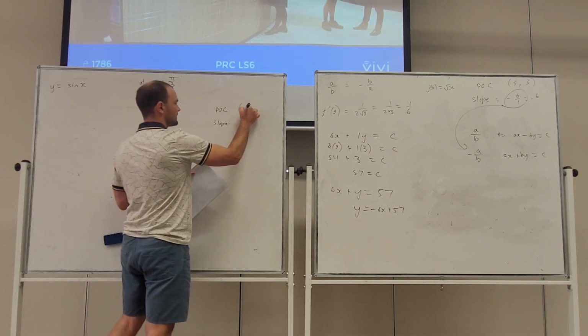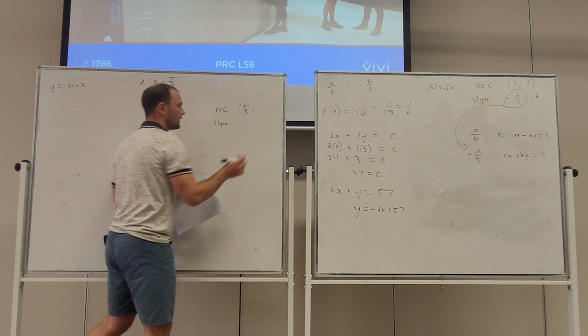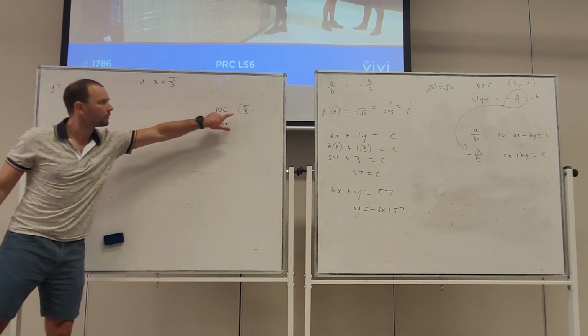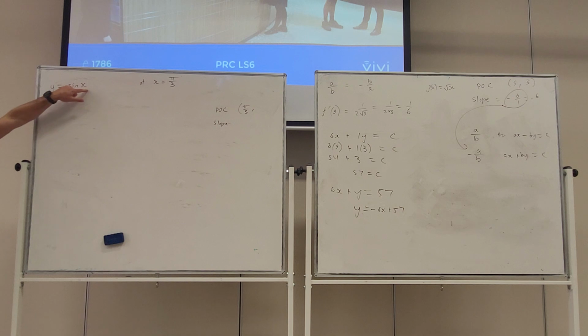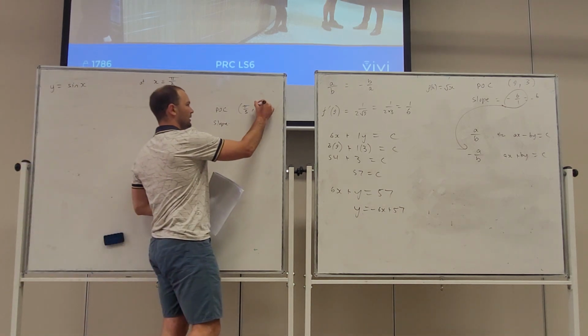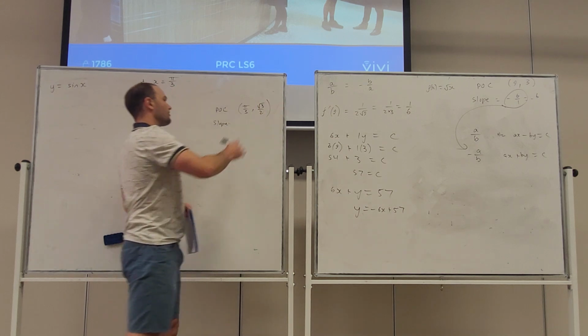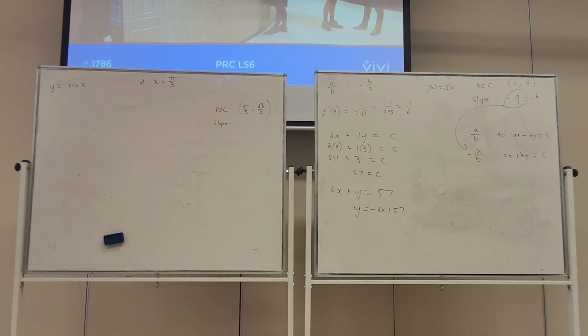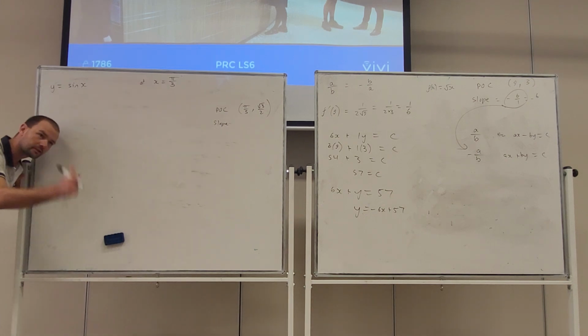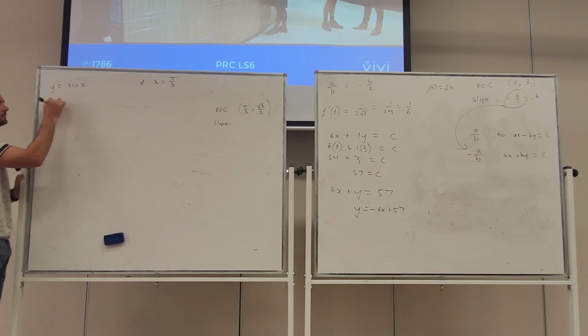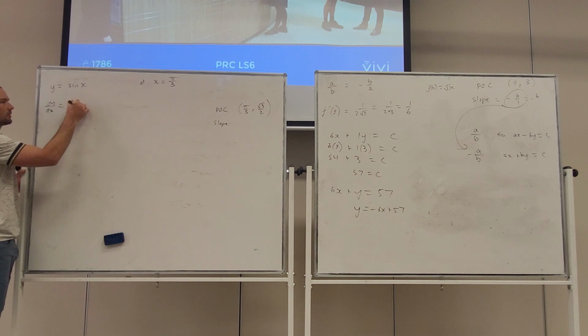So the point of contact is going to be x is pi on 3, and the y value, when you put pi on 3 into this equation, we have sine of pi on 3. The y value, when the angle is pi on 3, is root 3 on 2. Okay, then we need the slope. So in order to determine the slope, we need the slope function. We're going to differentiate. What's the derivative? When you differentiate sine x, you get cos x.